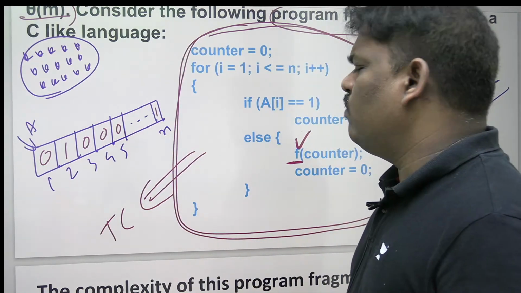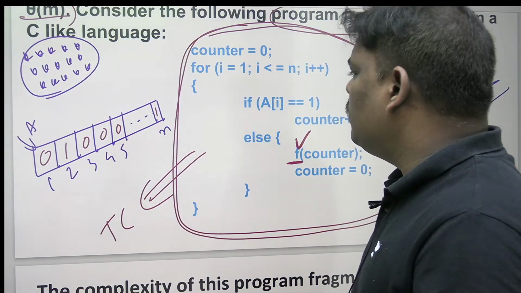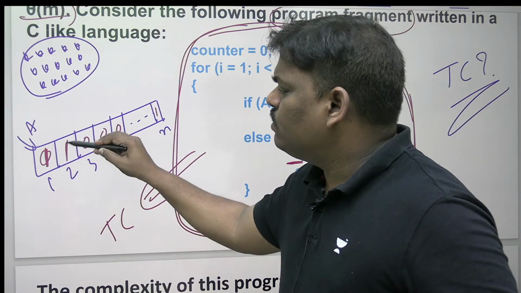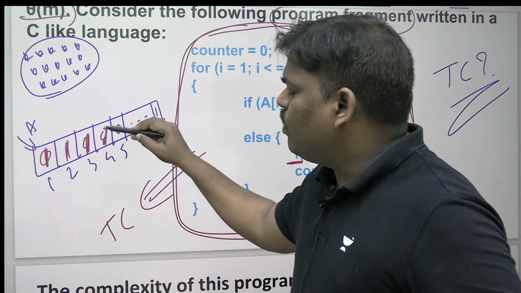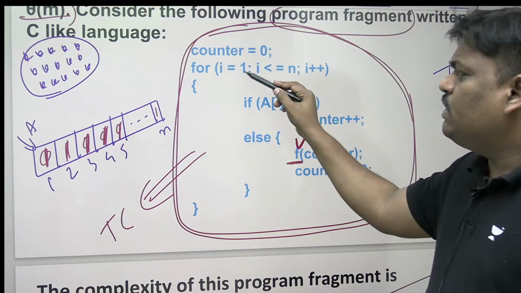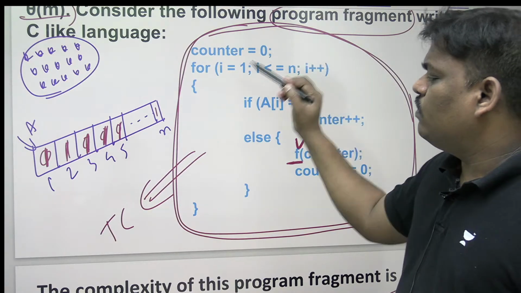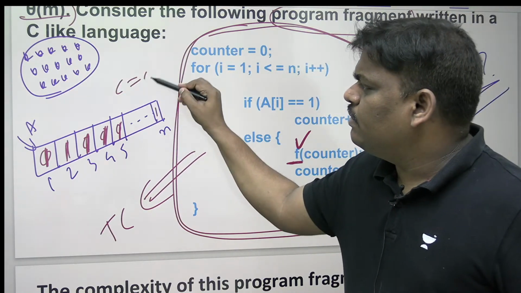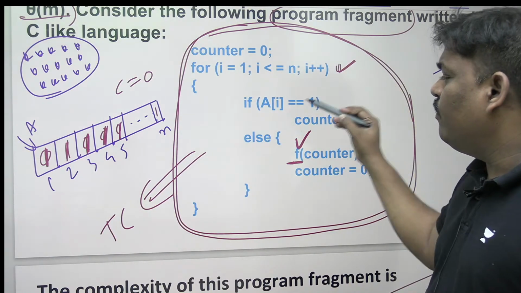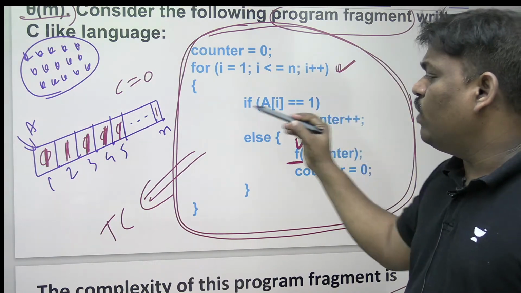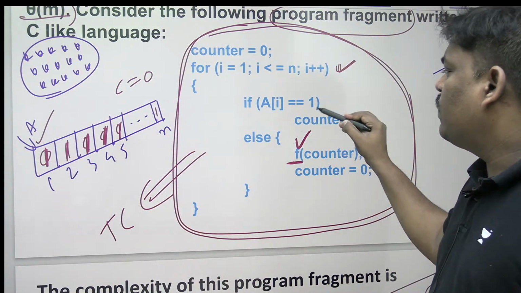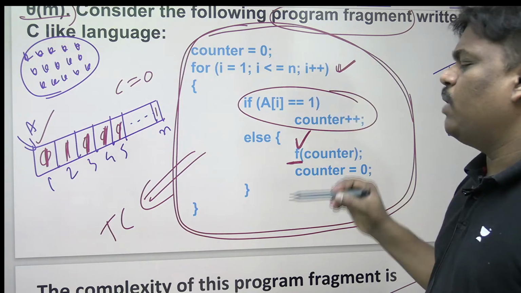Zeros or ones, let us assume that all the A places are ones. Let's see what happened. If all ones, if you observe, i is equal to 1, and the counter value is initially 0. So the for loop is repeating n times. Every time A[i] is equal to 1, true. Then counter plus plus. If the condition is true, you don't go to the else part.